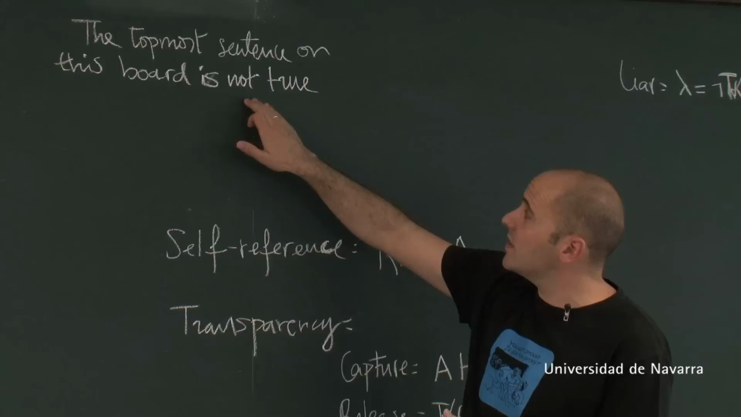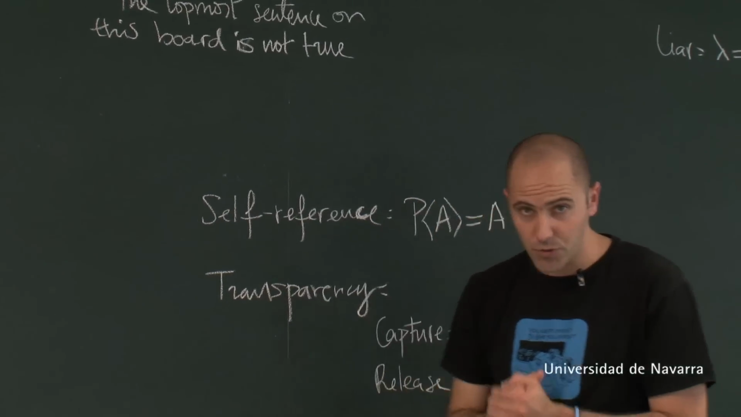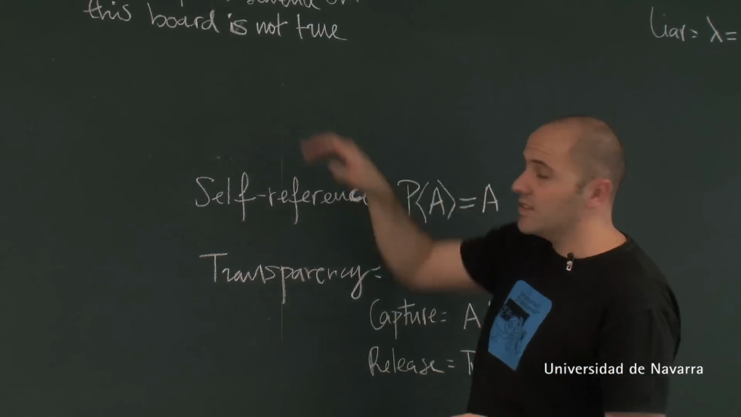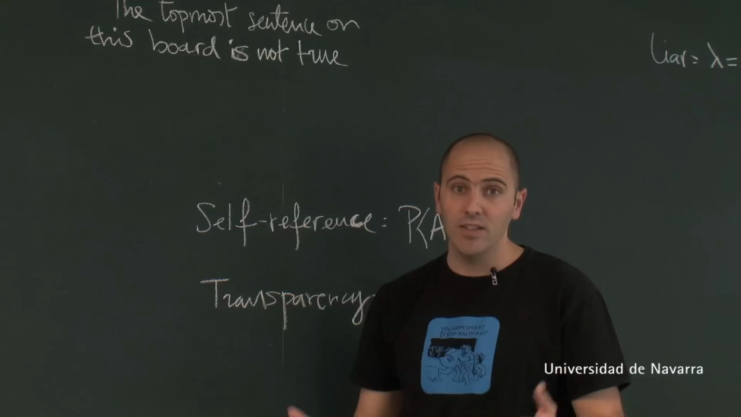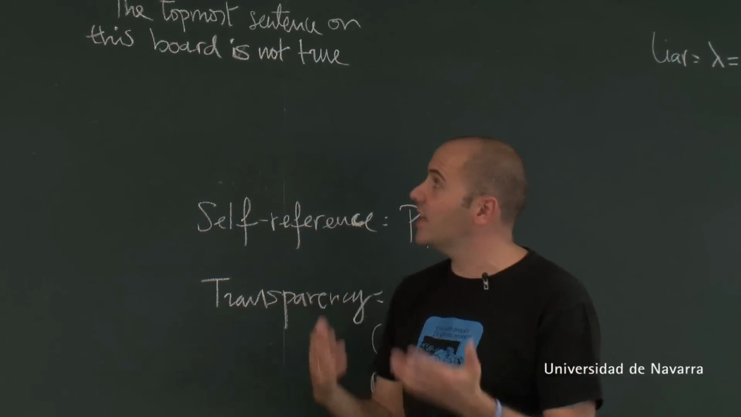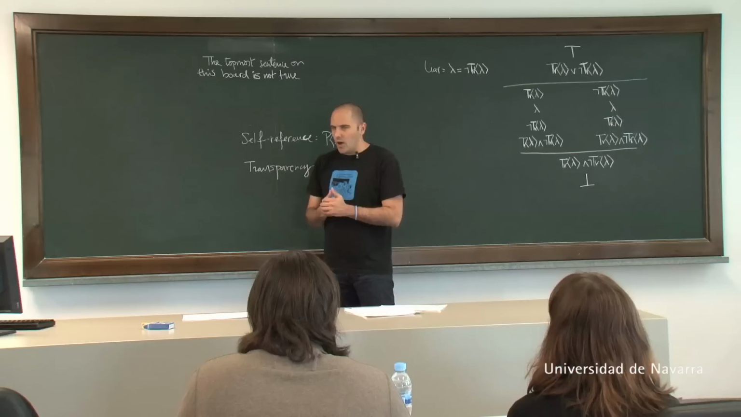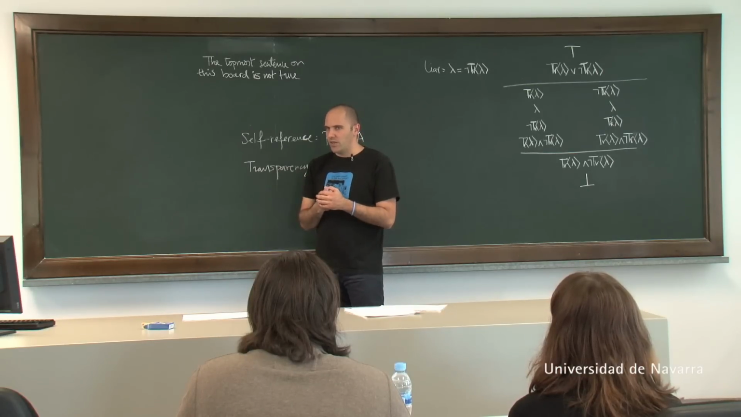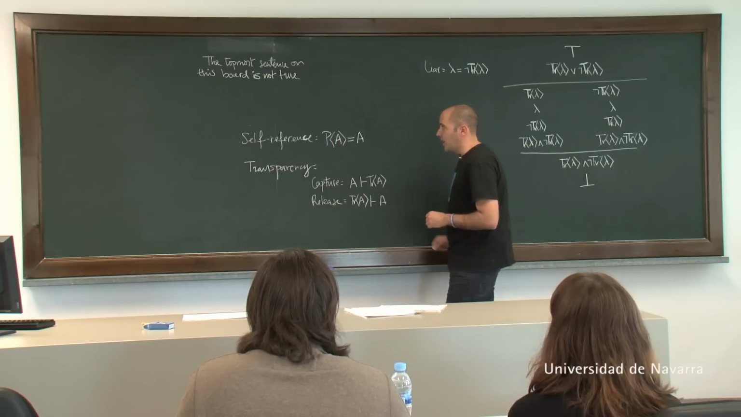So if this sentence is true, then what it says should hold, and so the sentence is not true. But if the sentence is not true, then what it says holds, so the sentence is true, right? So we get a contradiction. So the sentence is true just in case it is not true. Okay, so this is the famous liar paradox, right? The sentence that says that it's lying.